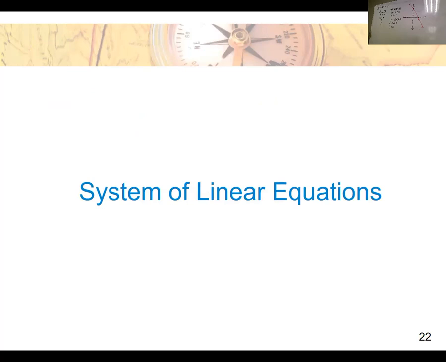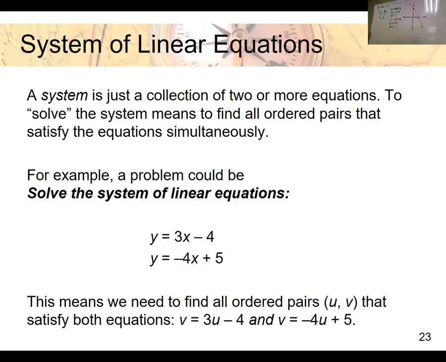Okay. The one that I had earlier in one of the problems, which is similar to your homework, was a system of linear equations. Well, not linear, because one of them had the x squared in it. Okay. A system is just a collection of two or more equations. So to solve the system, that means you have to find ordered pairs, all the ordered pairs that satisfy the equation simultaneously.